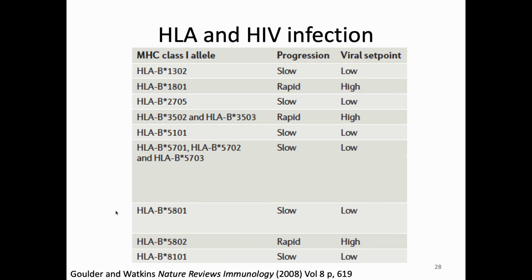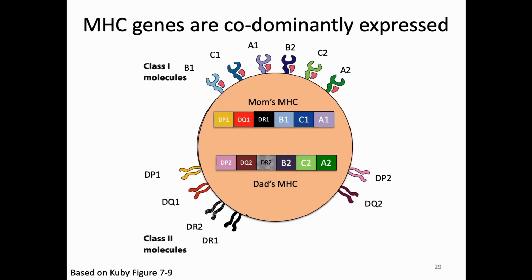And so this is sort of showing you an example. Different HLA types will have different impacts on what happens to you with HIV infection, whether you proceed to disease slowly or fast, whether you have a low or high amount of virus, all based on which MHCs you have. And this also gets into thinking a little bit about this idea of the codominant expression of the MHC genes.